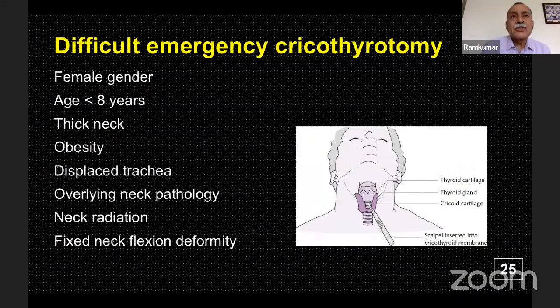Finally, we come to the most, possibly none of us want to face this situation, emergency cricothyrotomy, because this is the last saving step in airway management. And there are several factors that also pose a problem to emergency cricothyrotomy. And these include a female gender, the pediatric age group less than 8 years, thick neck like in obesity, a displaced trachea due to a tumor in the neck, overlying neck pathology, fixed neck flexion, and neck radiation.